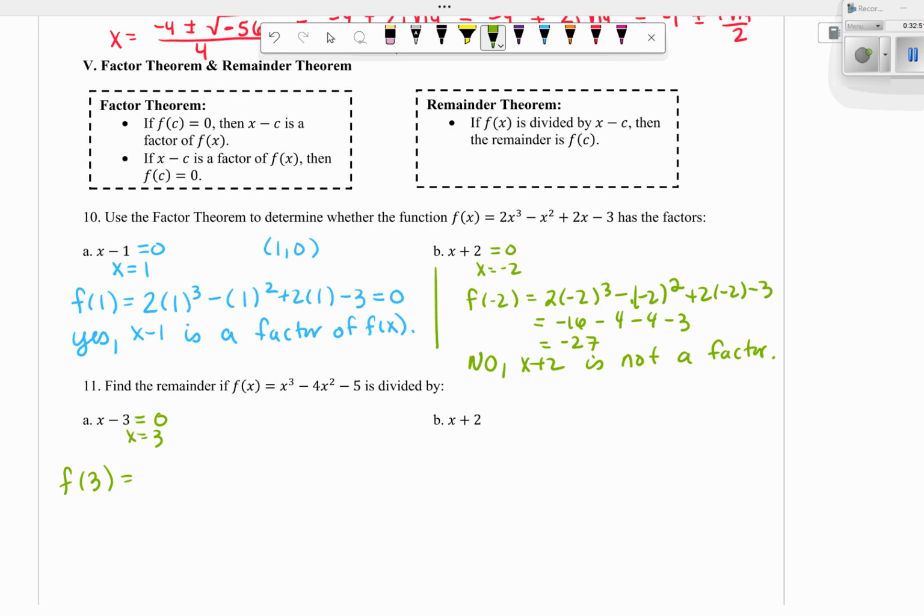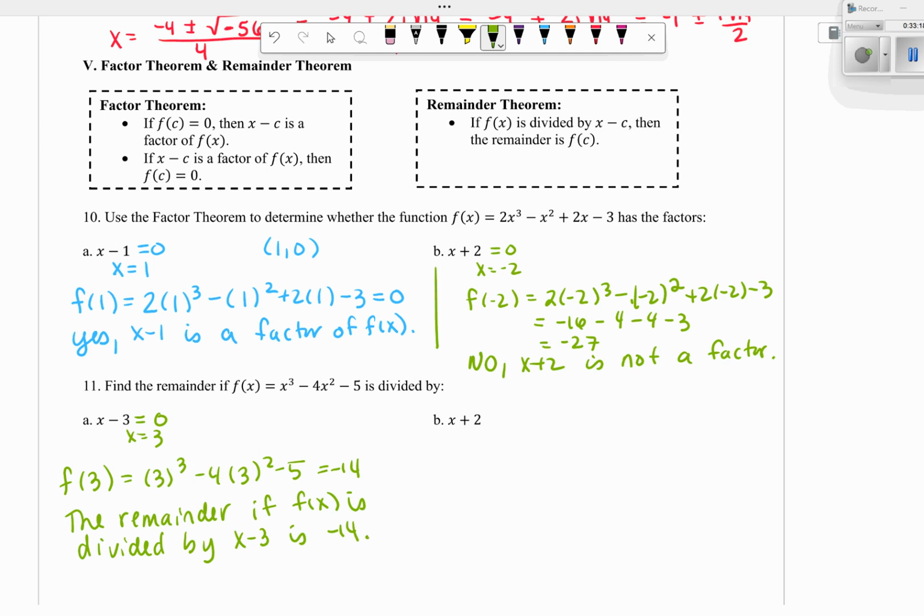So this would give me 3 cubed minus 4 times 3 squared minus 5, which gives me -14. So the remainder if f of x is divided by x minus 3 is -14.